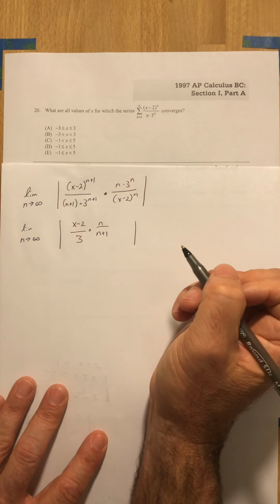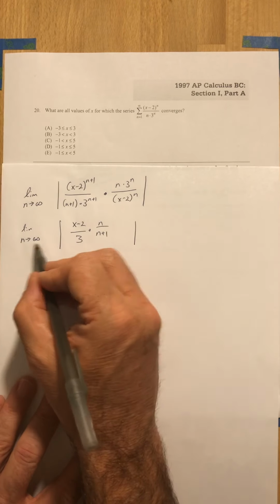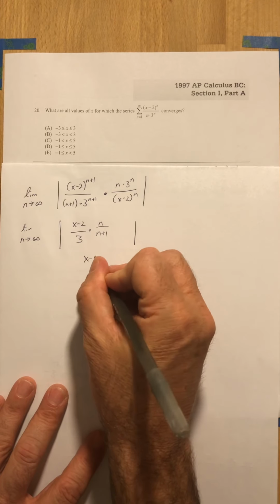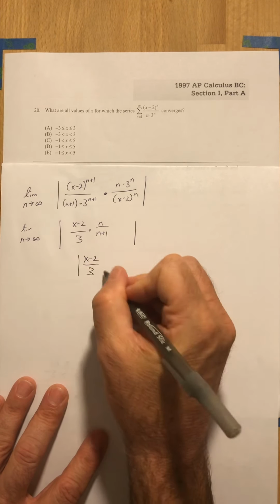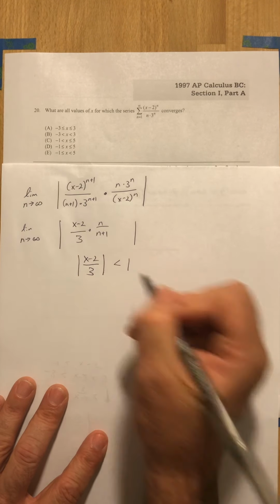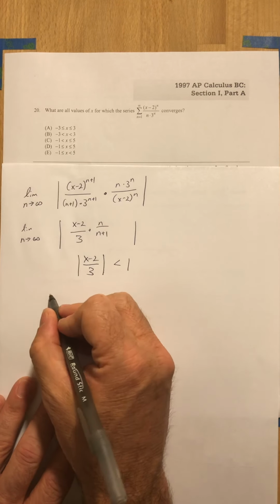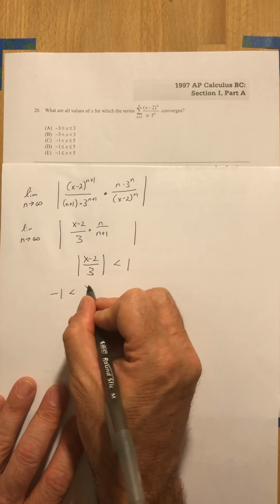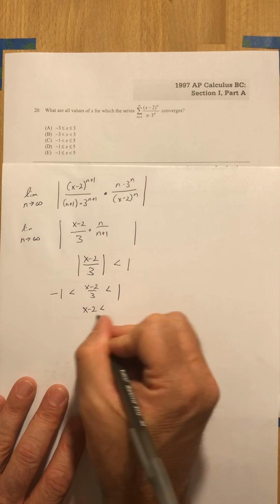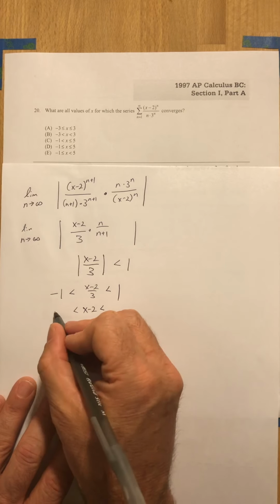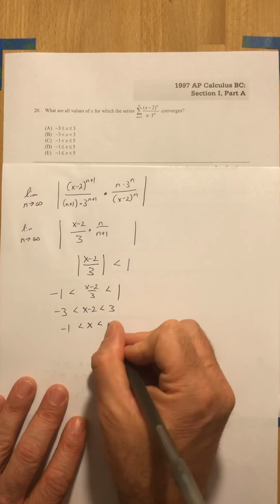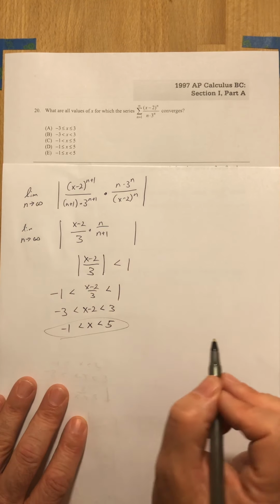So this is what I get on the inside of the absolute value. When I take the limit as n goes to infinity, this part goes to 0. And so x minus 2 over 3 is the answer to my limit. And I know that if the absolute value of that is less than 1, then I have convergence. That means that negative 1 must be less than x minus 2 over 3, which must be less than 1. X minus 2 must be between negative 3 and positive 3, and x must be between negative 1 and 5. So that's my interval of convergence.